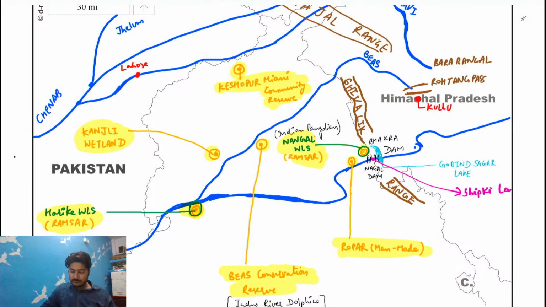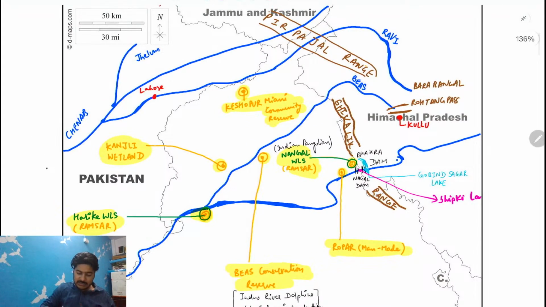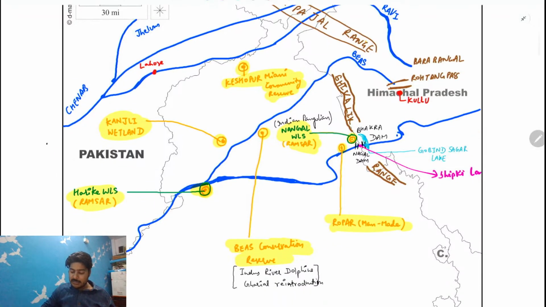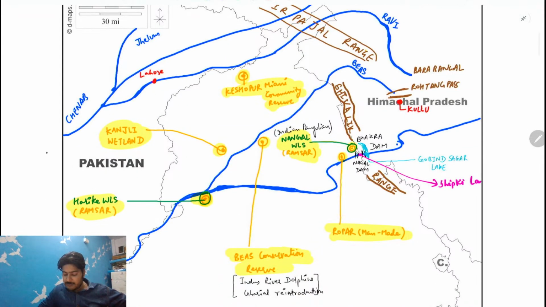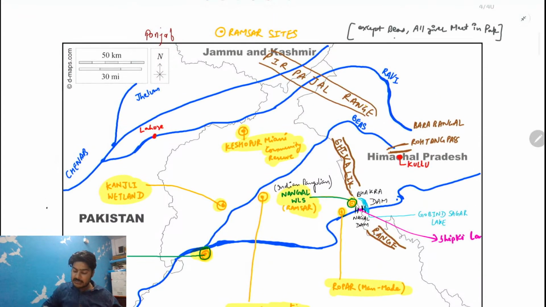So first is the Satluj river, and here you have the Chenab river. And next we'll talk about the Ramsar sites of Punjab. So we have the Roper Lake, which is a man-made lake. Next, Beas Conservation Reserve. And next is the Nangal Wildlife Sanctuary, which is also a Ramsar site. Keshopur Miani Reserve, which is also a Ramsar site. And next is the Kanjli wetland, which is also part of Punjab. Very important. Kanjli wetland, very important. Harike Wildlife Sanctuary.